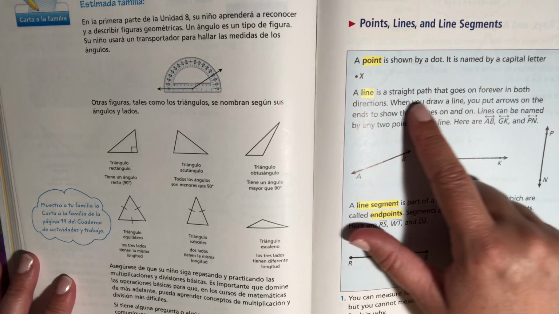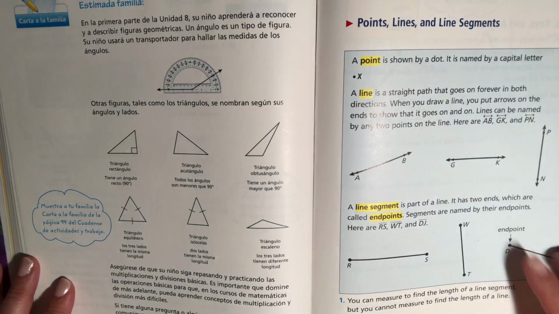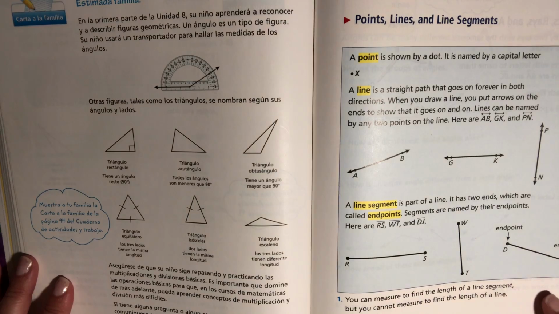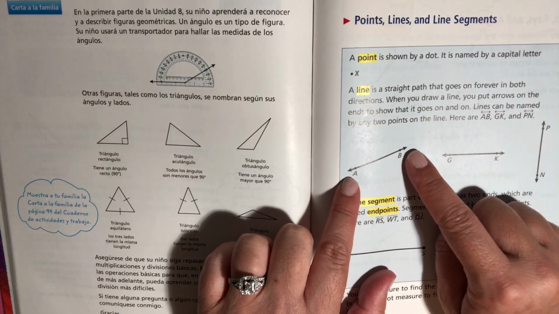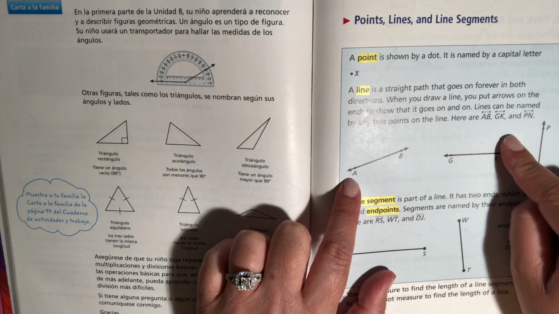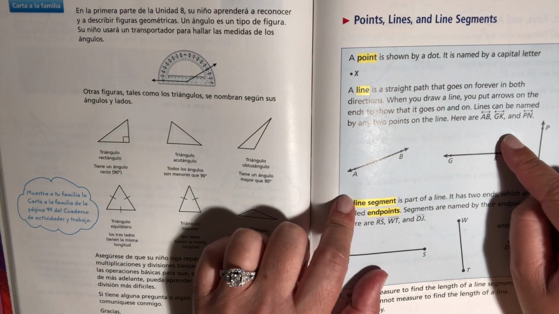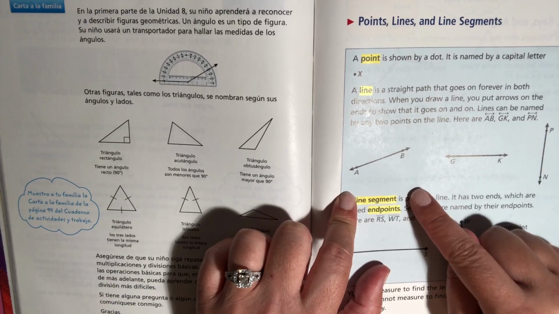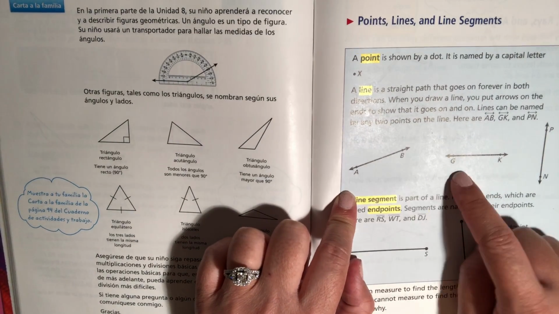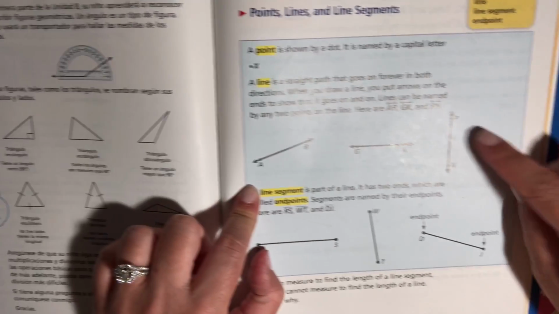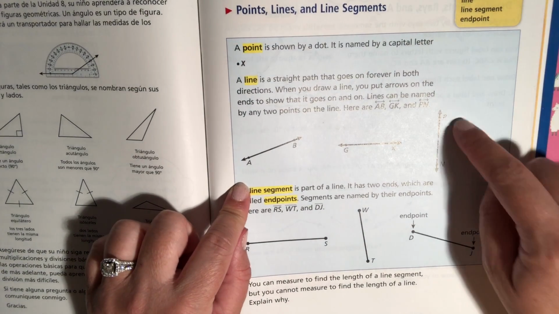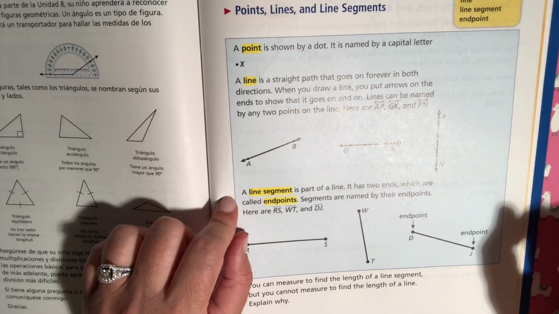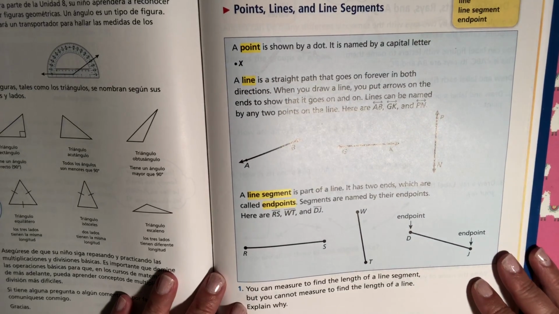A line is a straight path that goes on forever in both directions. When you draw a line, you put arrows at each end to show that the line continues forever and ever. They are named by 2 points anywhere on the line. So there's AB, this one's line GK, and this one is line PN. They can go any direction, and they go on forever and ever in both directions.